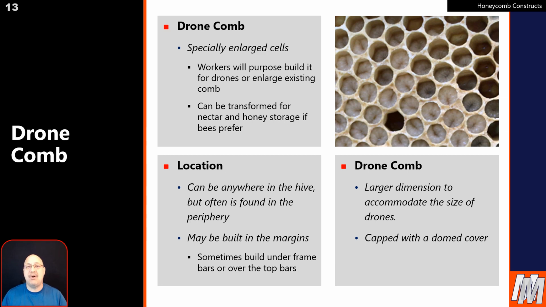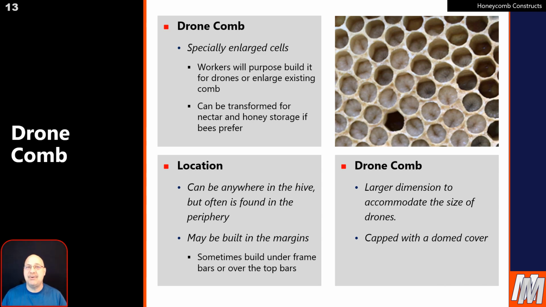Drone cells are often produced in the margins, and you can also find them on the lower sides of the frames. It is often common for the bees to place drones in any extra spaces they can find, including on top of and below the frames, because of the artificial influence we have of trying to drive bees to build a lot of worker comb.